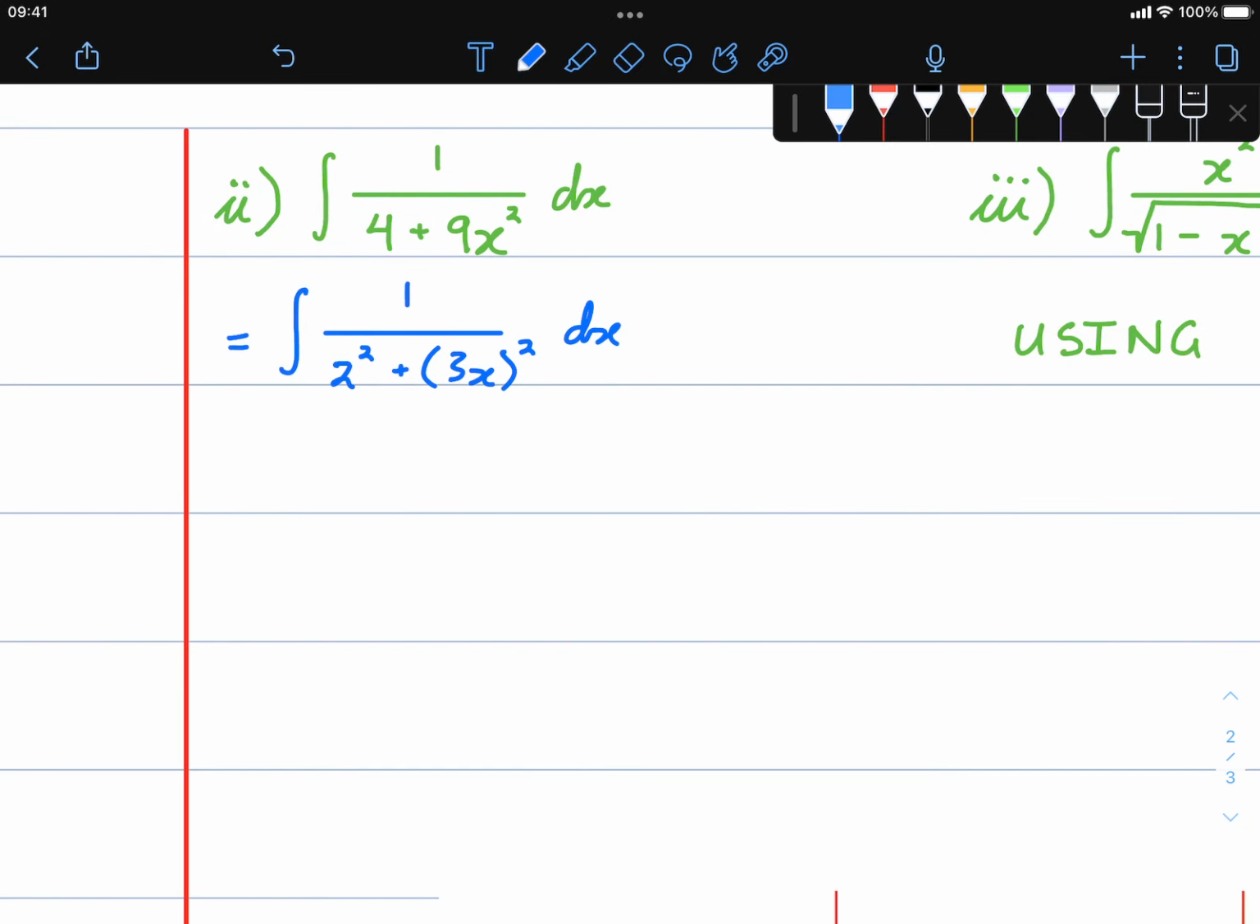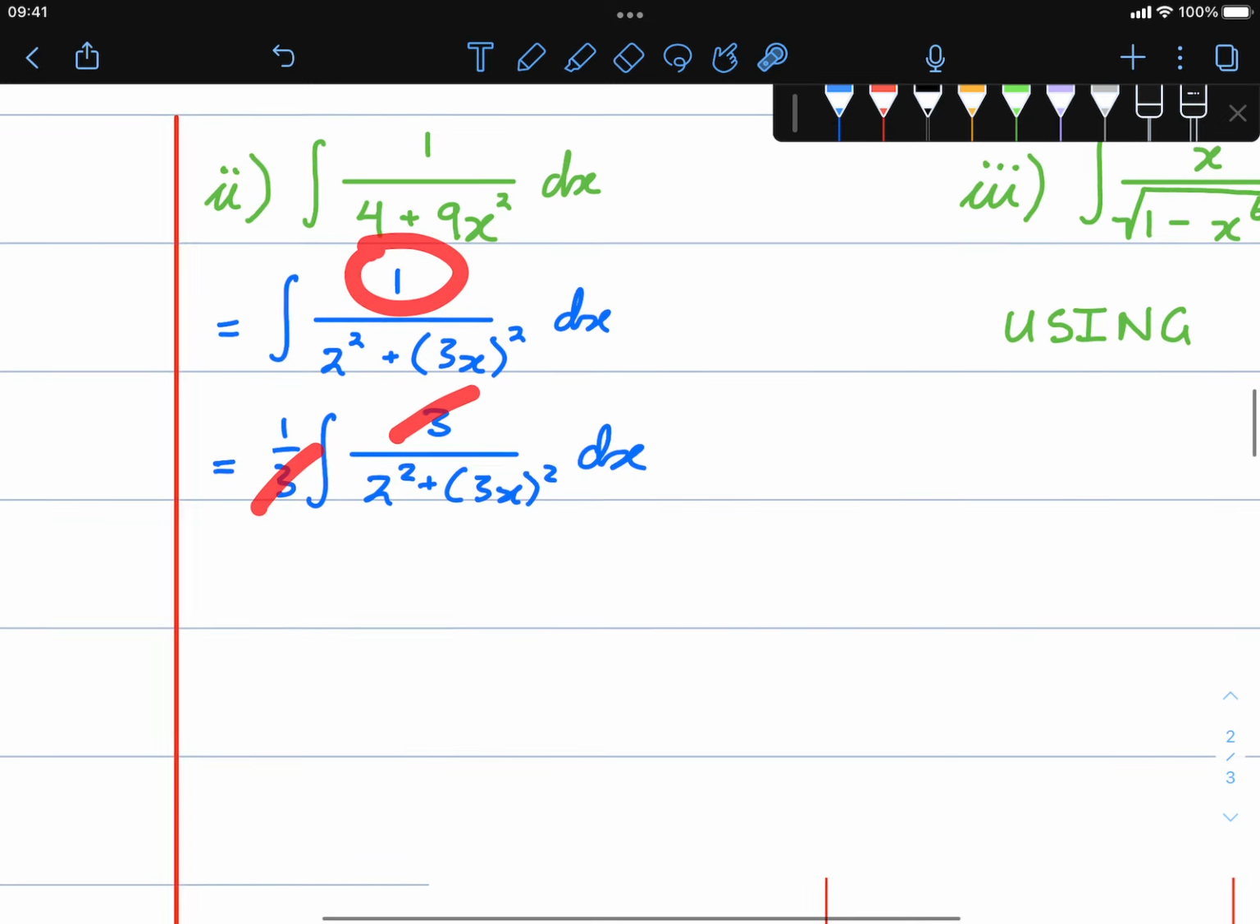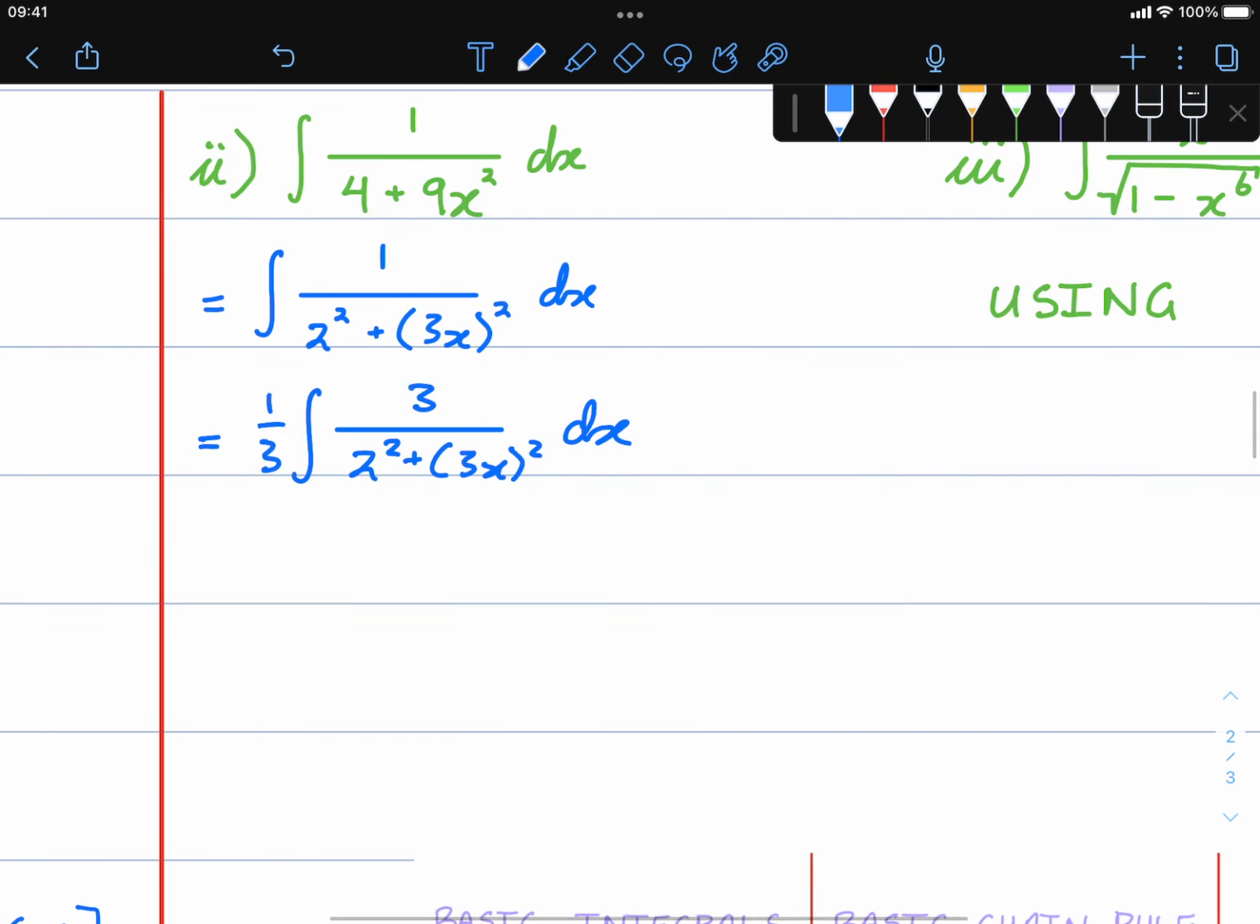Now, we can actually make it so that there is a 3 on top like so. But if I multiply by 3, I need to divide by 3 straight away. So this is the same as 1/3 times 3 over 2 squared plus 3x squared, with the 3 in the numerator. Notice how these two would cancel to give us 1. So it's still the same integral.